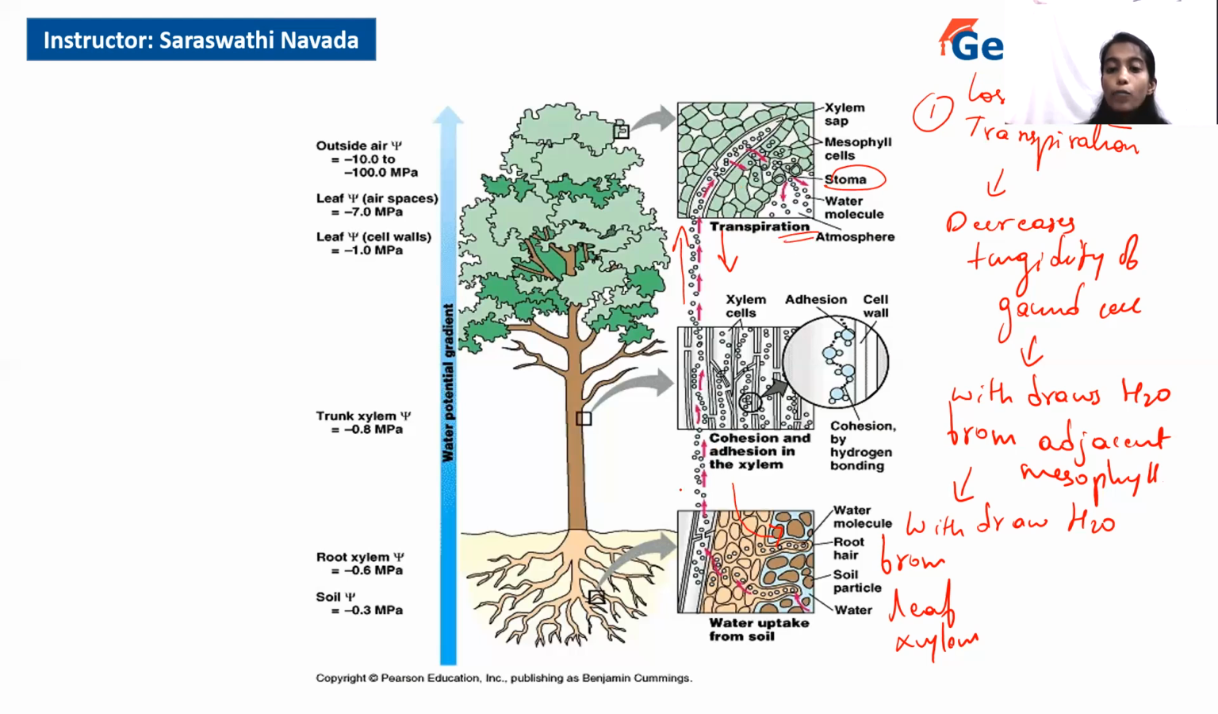So this is how water is pulled upwards from root to shoot through the process of transpiration. That is how the cohesion tension theory, or transpiration pull theory, explains the uptake of water as well as mineral ions, or the ascent of sap, in plants.